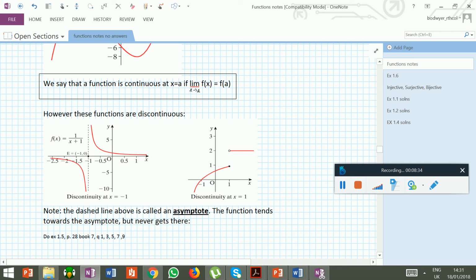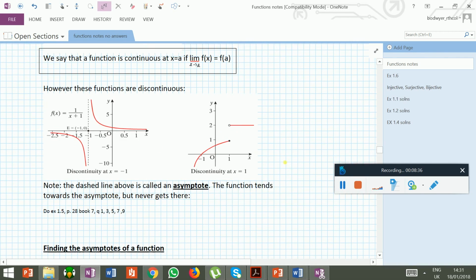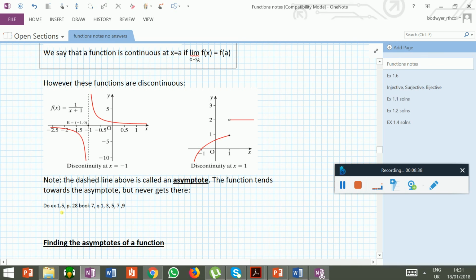These are discontinuous. Okay, what I want you to look at is exercise 1.5 on page 28 of book 7. If you do questions 1, 3, 5, 7 and 9, that should cover you, and I'll put up solutions for those on Schoology. Okay, thank you.